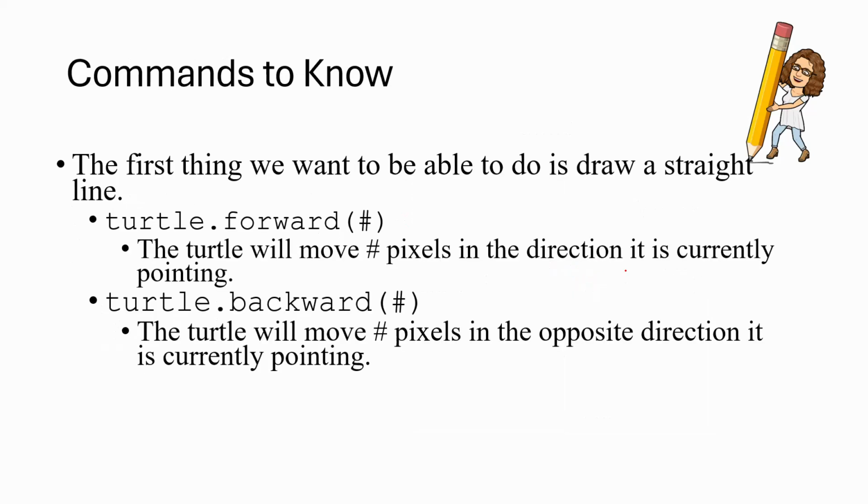Commands to know. First thing you want to do is obviously draw a straight line, right? To draw a straight line, you're going to say turtle.forward, and in the parentheses there I have a hashtag, and that hashtag stands for how many pixels you're going to move in the direction that you're currently pointing. Now, pixels are extremely tiny, so keep that in mind. So if you put 100, though, that would do half of his world that he'd be drawing. I can also do turtle.backward, and in those parentheses, I can put how many I want to go in the opposite direction of what you're pointing. So if he's currently pointing to the right, he'll actually drive backwards.